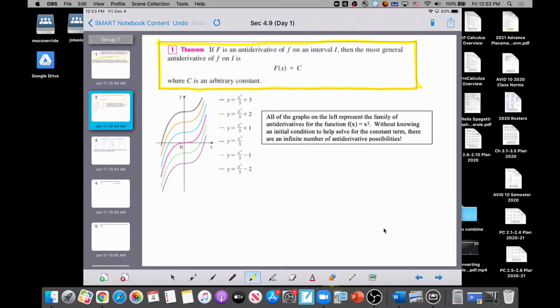And so without knowing that, we really can't figure out exactly what our antiderivative is. So that's why we would say there's plus C, because without knowing an initial condition to help us solve for the constant term, there are an infinite number of antiderivative possibilities that could all fit the x squared. It could be 1/3 x cubed plus or minus any value.